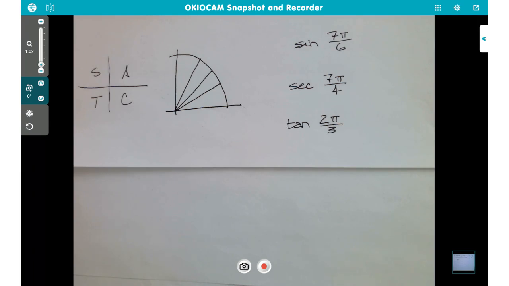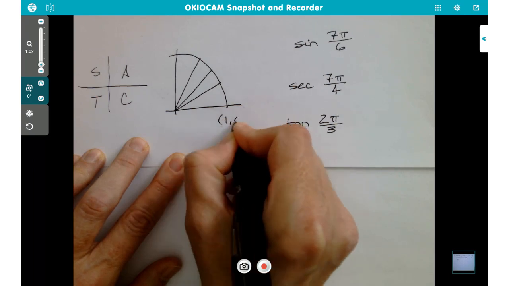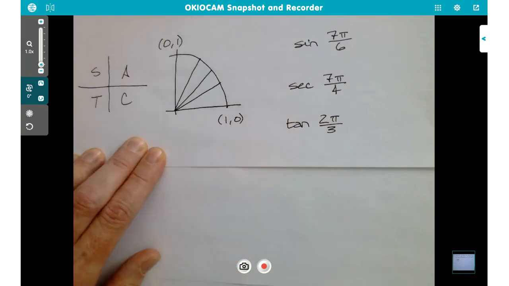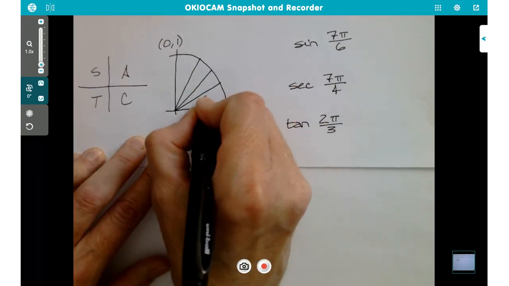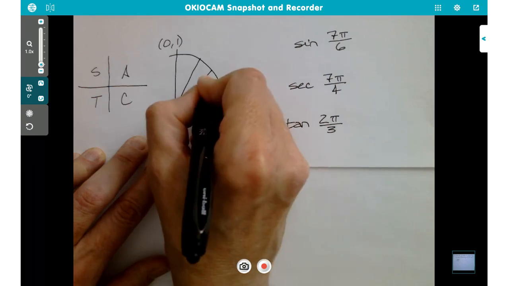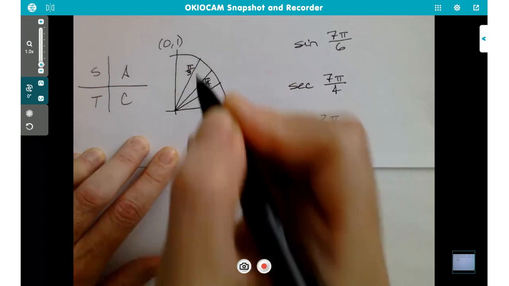People look at the unit circle and go, all those numbers, all those signs, what am I going to do? How am I supposed to remember all this? And I'm going to claim all you really have to know is the first quadrant. Here's my unit circle. The radius is 1. So that point is 1, 0. This one up here is 0, 1. And let's see, bigger denominators mean smaller angles. So this is pi over 6, and then pi over 4, and then pi over 3 is the biggest angle.